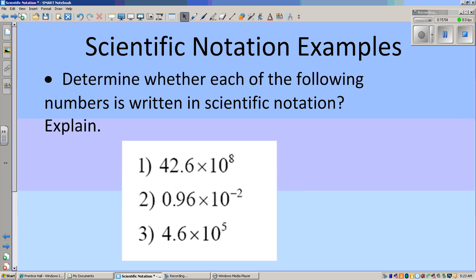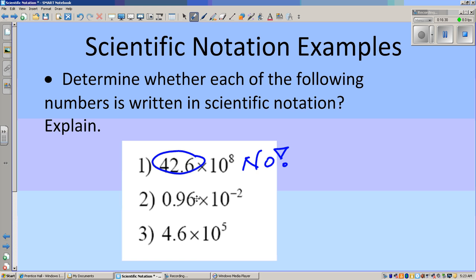Let's keep going. All right, yes or no? Are these numbers written in scientific notation? Let's look at number 1. 42 and 6/10 times 10 to the 8th power. Is that written in scientific notation? Hopefully you're saying to yourself, no, it's not. Why not? Because this number here is not between 1 and 10. Remember, this number has to be between 1 and 10.